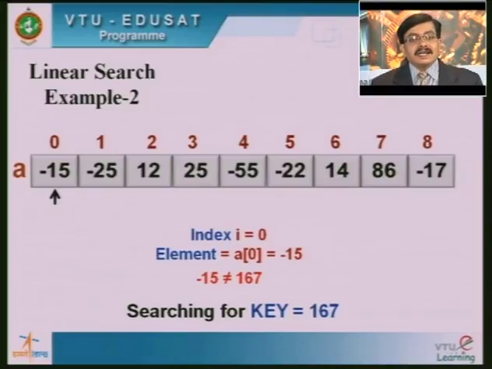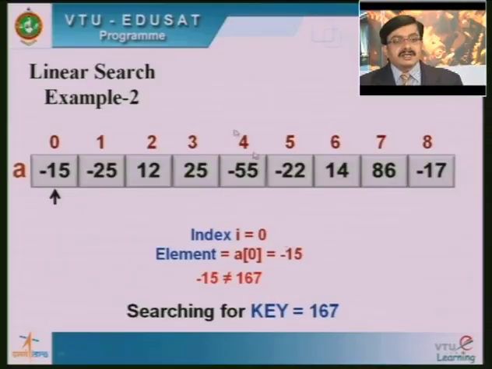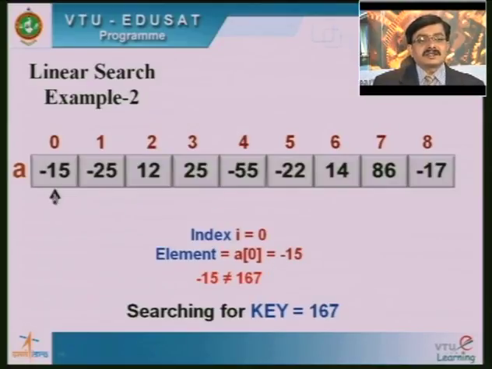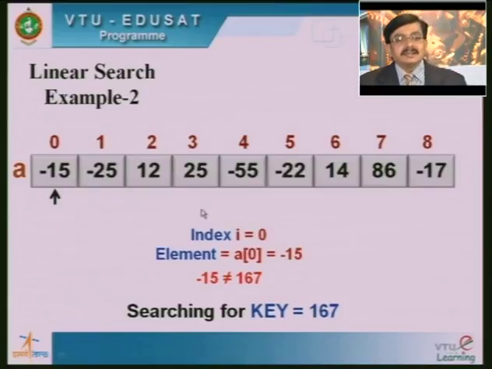It should result in an unsuccessful search. Now here also it does the same operation. Initially we start with the comparison of the key element with the 0th element, first element, second element, third element. This process we continue until we find the key or the list gets exhausted.